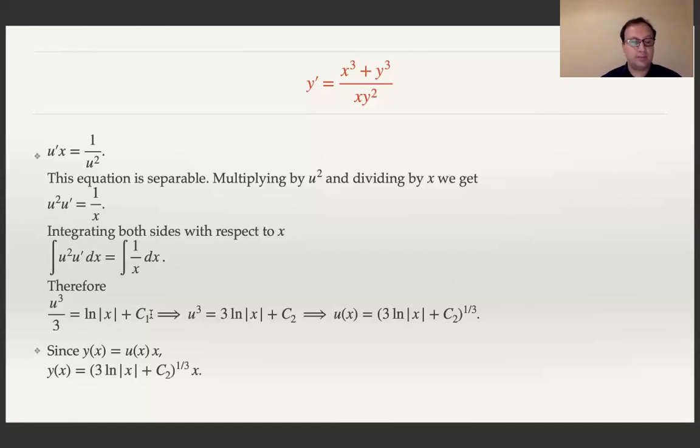So now let's multiply the whole equation by 3. We get u cubed is equal to 3 times natural log of absolute value of x plus a new constant, which is 3 times the old one. So C2 is 3 times C1. And then let's take the whole equation to the power 1/3, and we get that u is equal to 3 natural log of absolute value of x plus a constant, everything raised to the power 1/3.